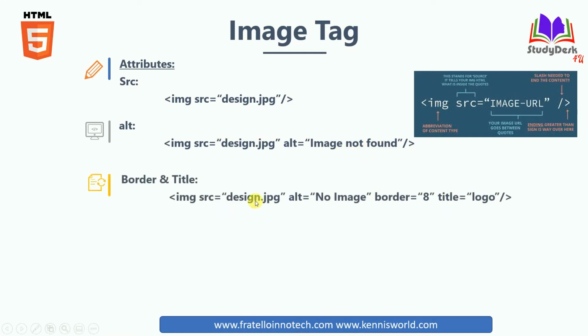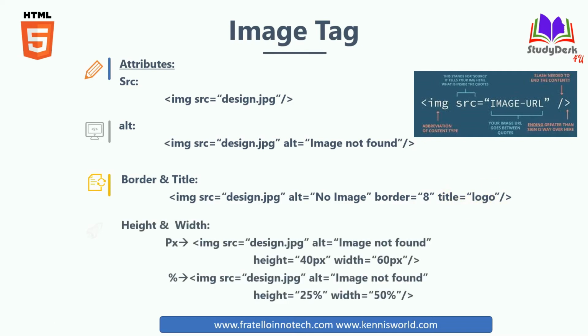And the next attribute is border. For every image, we have a border of 0 pixels by default. So if you want to display a border all around the image, we can use this border attribute. So here border equals some value. And the next attribute is title. This specifies extra information about this element. It shows a small tooltip text when you mouse over on this image. So I will show you how to execute it in the execution part.